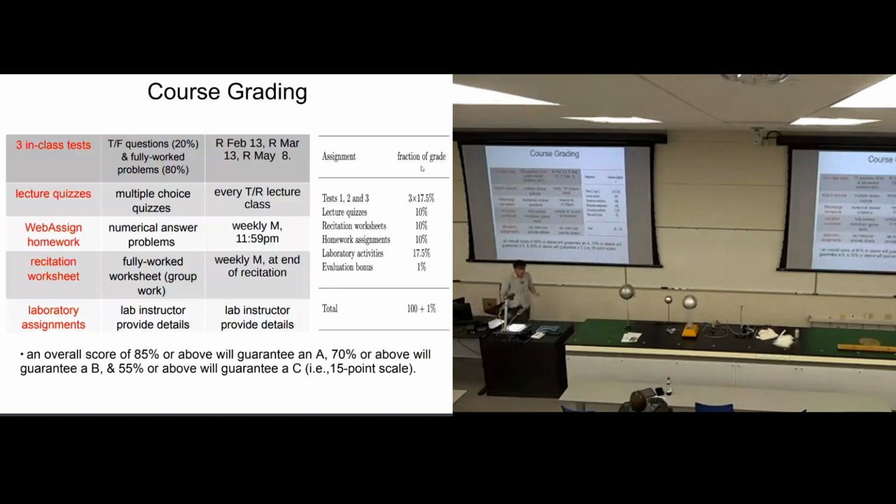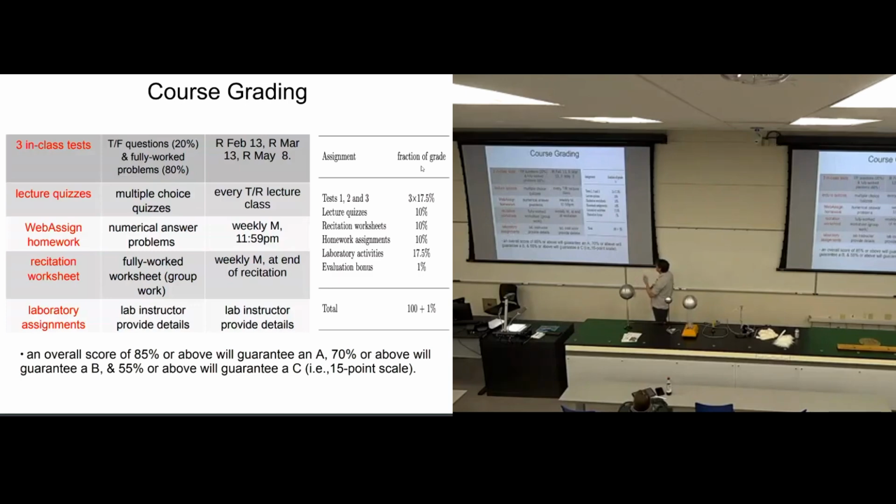Okay, so this is now taking a different zoom back, this is the whole course. How's my grade going to be calculated for the whole course? So this is listed and discussed in the syllabus, but this is summarized in this slide. These are the ingredients that go into your final grade. So tests, lecture quizzes, which we do in lecture here, WebAssign homework that you're going to do online, due on Mondays, recitation worksheets that you do in groups in recitation class on Mondays, and the lab assignments. I won't talk much about that.